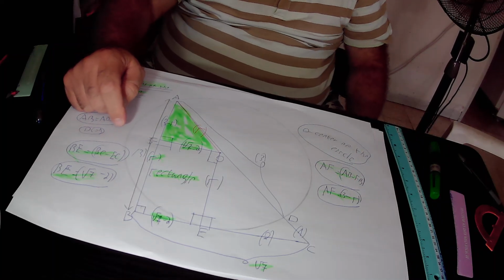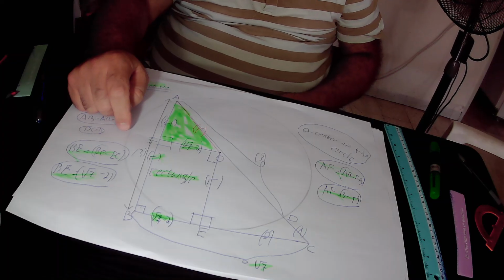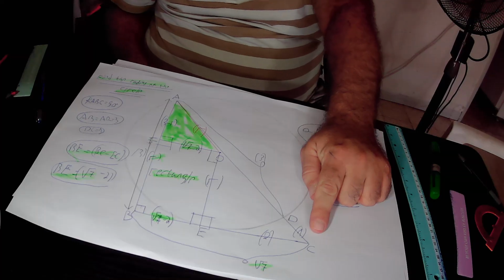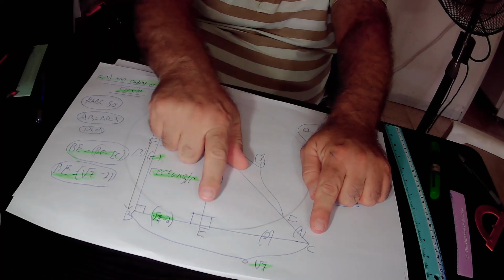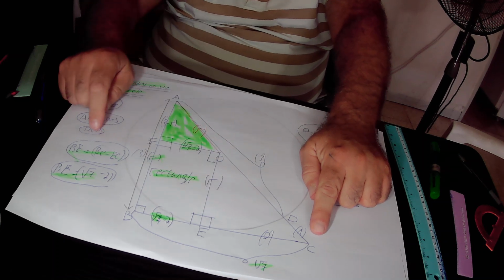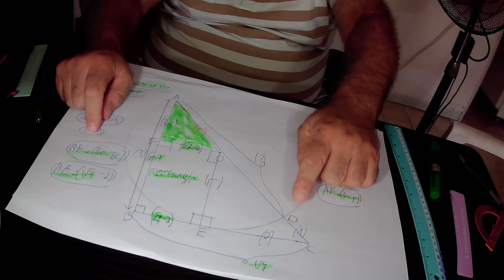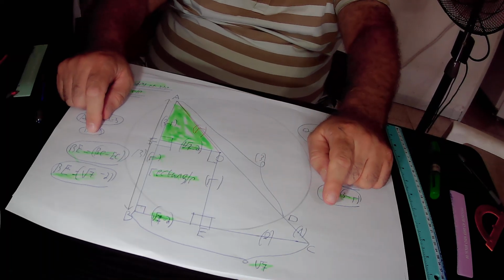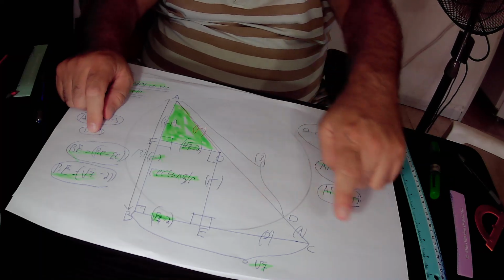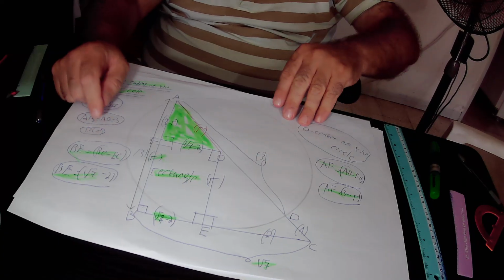First of all, we implement the tangent-secant theorem on this common point, point C. We have here tangent CE, which is tangent to this circle at point E, and we also have secant CA that cuts the circle at points D and A. Therefore, we can implement the theorem here. According to it, CE squared equals CD times CA.